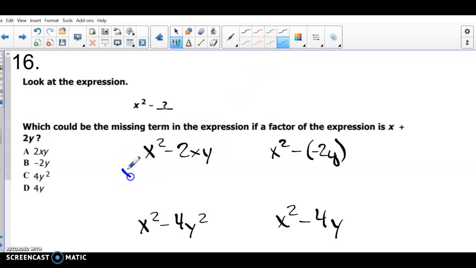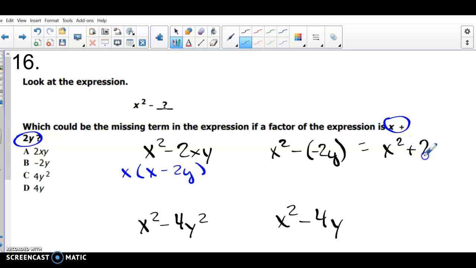What can I take out of this? I can take an x out and I have left x minus 2y. That is not the x plus 2y that I need. For this one, I have to distribute my negatives. That's going to become plus 2y. I don't have anything I can take out of that, so this one would have no factor.